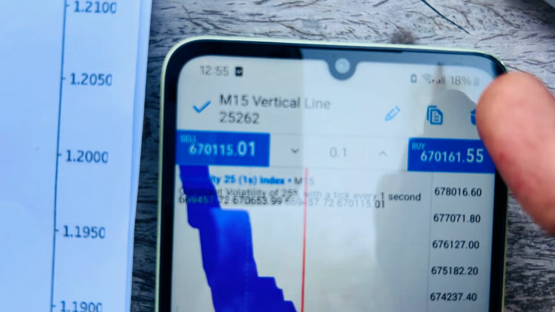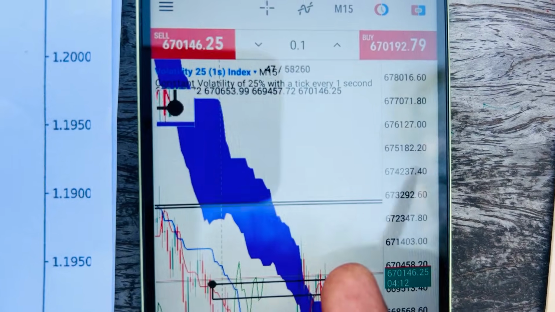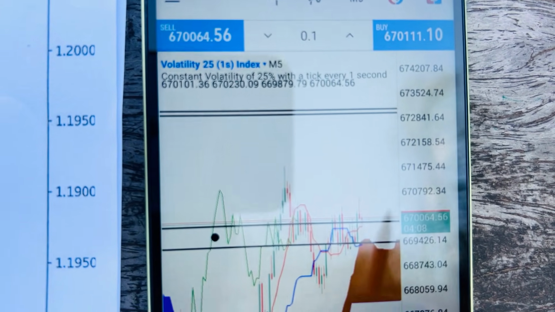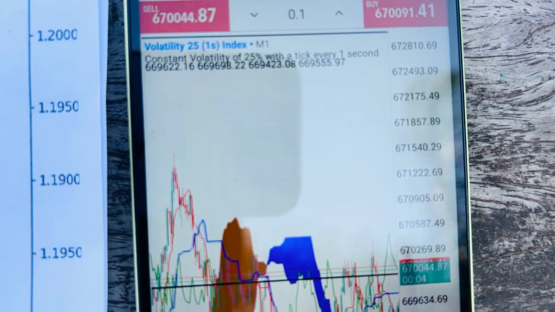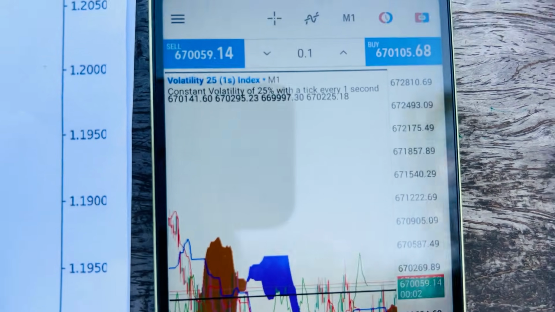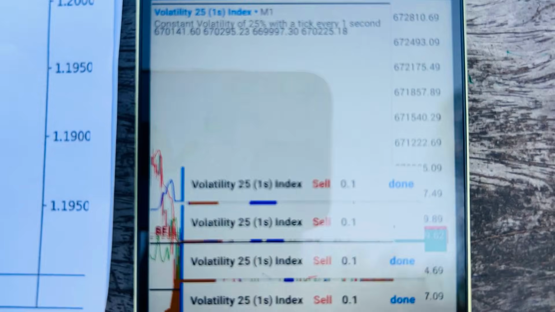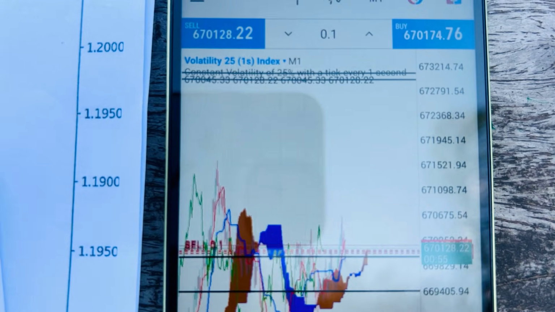Let's actually delete this one. Tap here, tap this one, and then go to 5 minutes. Go to 1 minute. 1 minute is telling us that we are selling. Stop loss is above there. Remember, it's not that it's always going to work. So it's important to understand risk management, because not every time it will work.